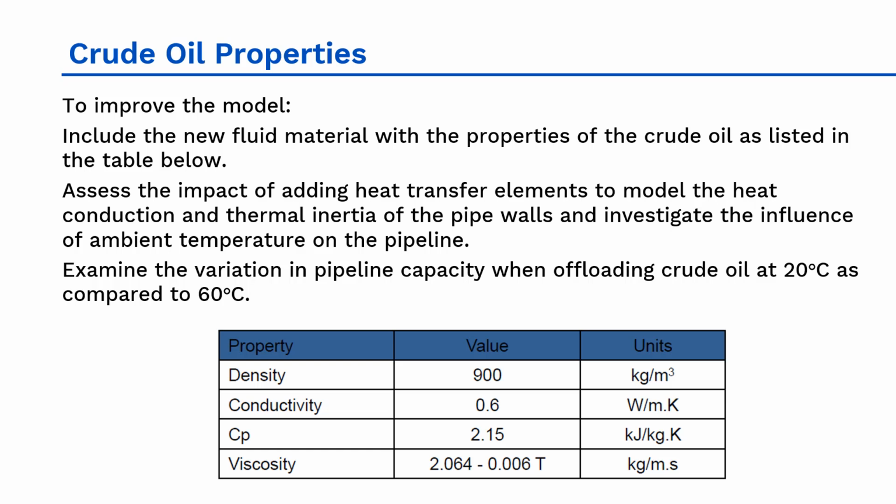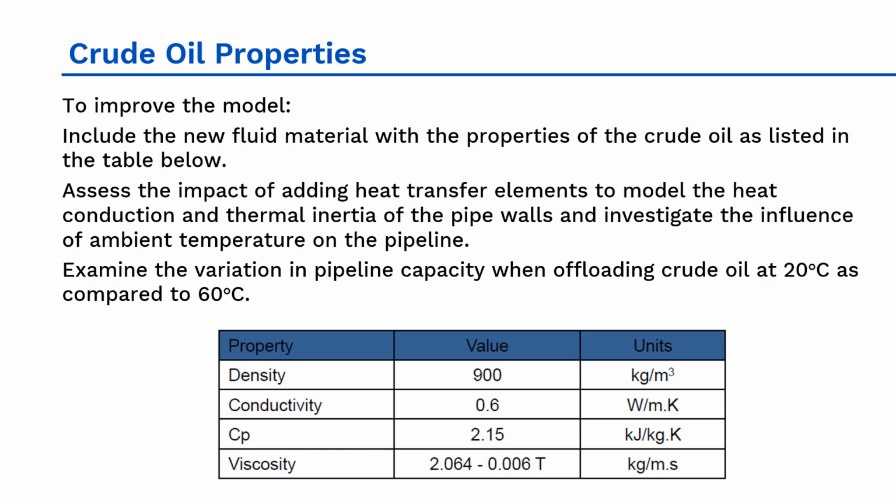In the next part, we want to see what the effect of ambient temperature is on the flow delivery of the pipeline. We know that because the pipeline is at a depth of 35 meters of seawater, we can have different temperatures along the pipeline. If we add heat transfer elements to the pipeline model, we can model the heat conduction along the pipeline and also the thermal inertia of the pipe walls. We want to see the effect of adding this heat transfer element on the flow delivery and the temperature along the pipeline.